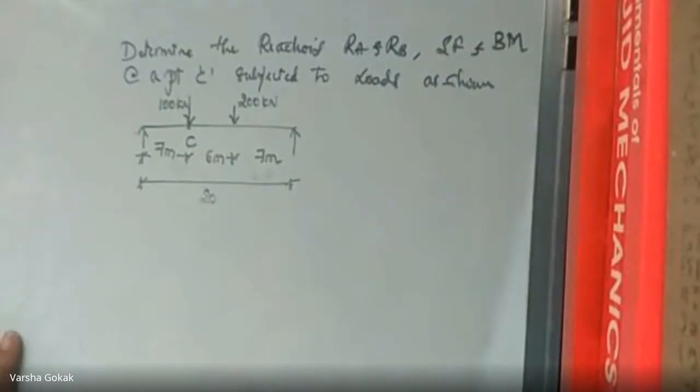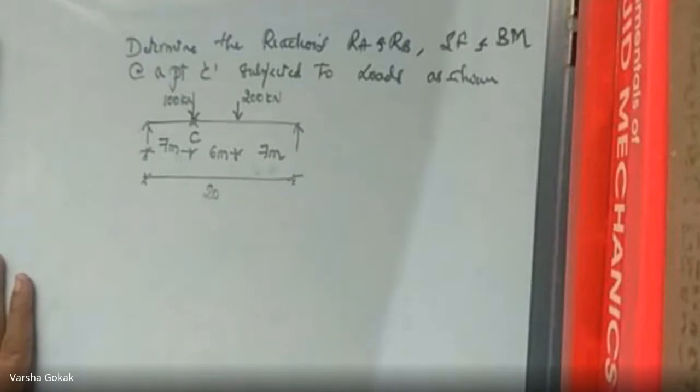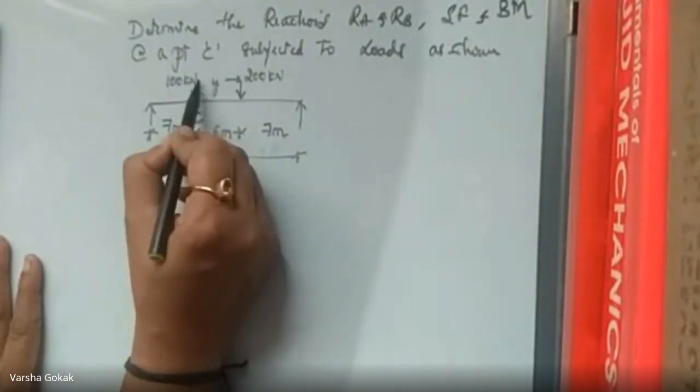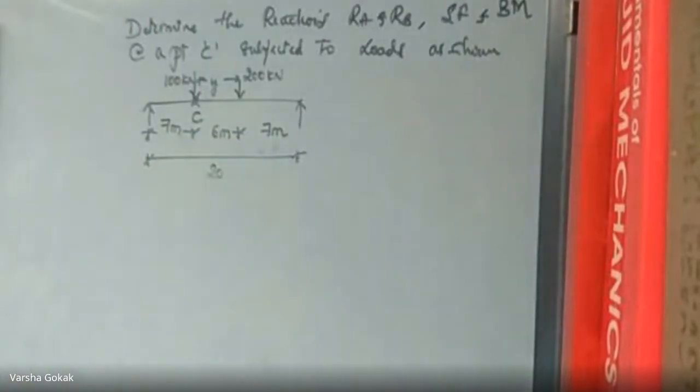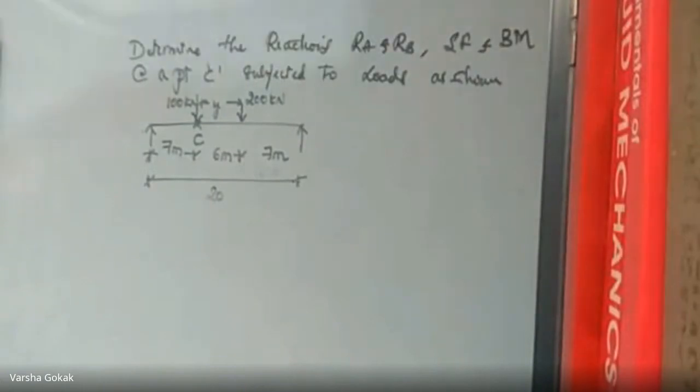So for this, at point C, we have to find the reactions and shear force and bending moment using the ILD. The distance between them usually will be called Y. Is the diagram visible to all of you? Yes, ma'am.